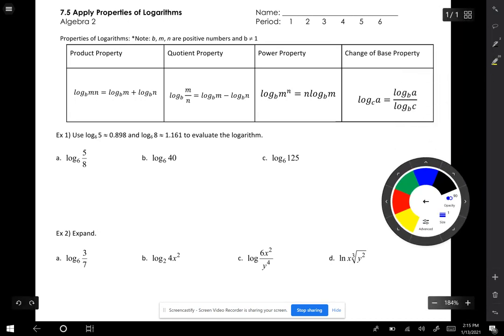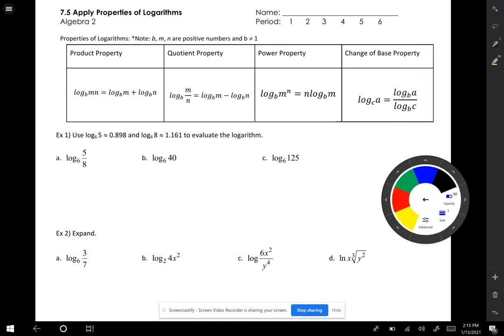below. And you will see that there's a special note. The letters B, M, and N are going to be positive numbers, and B cannot equal 1 for these properties to hold true. That's pretty easy to remember.